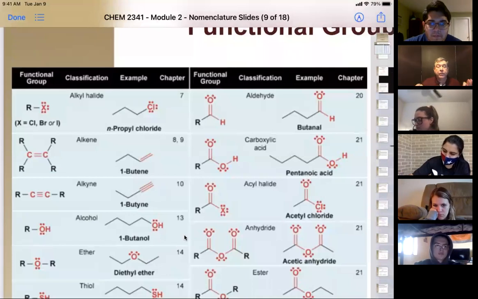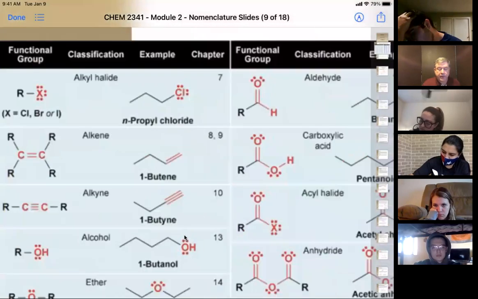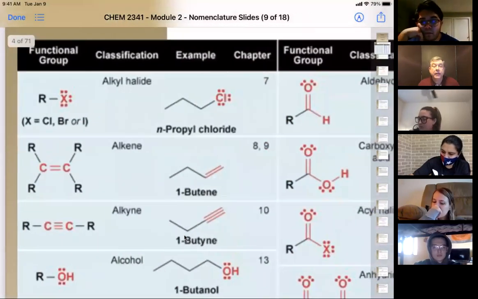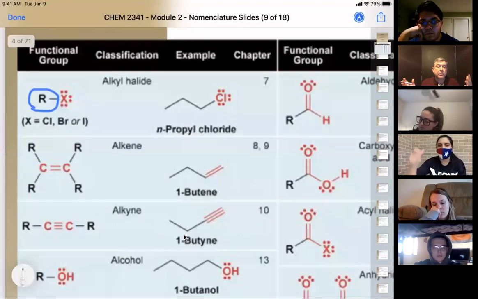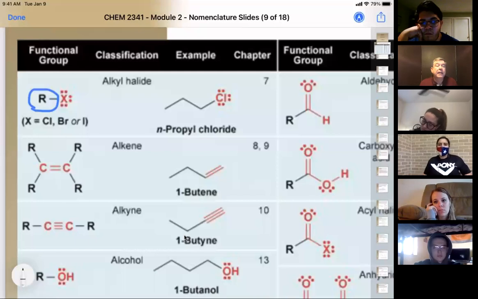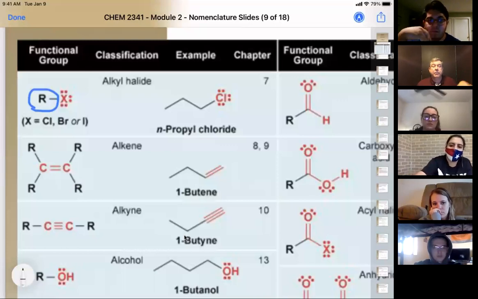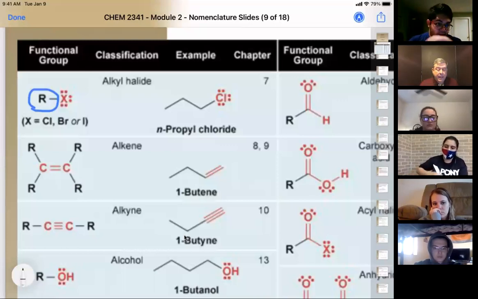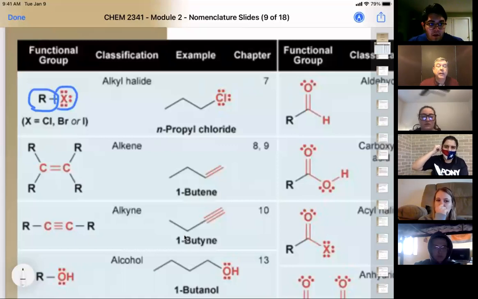Now, the cool thing about this is that in this example, what we have is what we call a generalized scheme. Any long chain hydrocarbon can be truncated into an R. That just means any hydrocarbon. It can be any hydrocarbon at all, and X typically means any halogen. So that's the generalized structure of it.